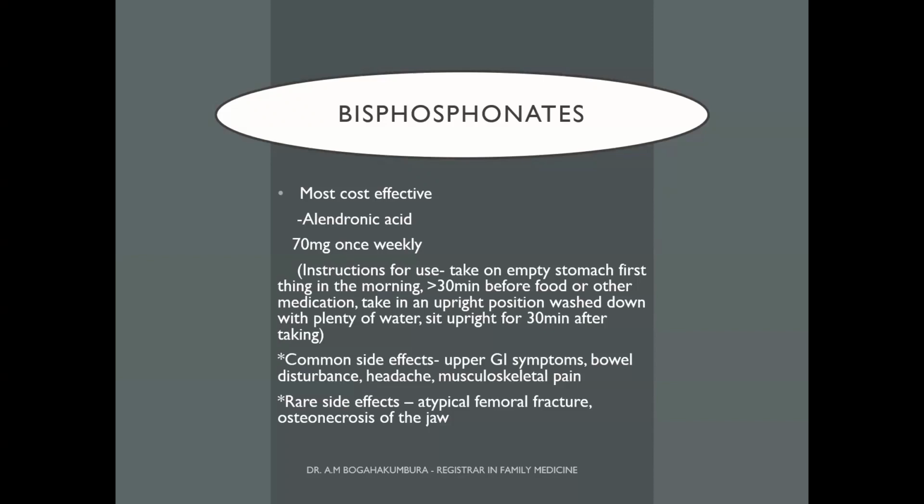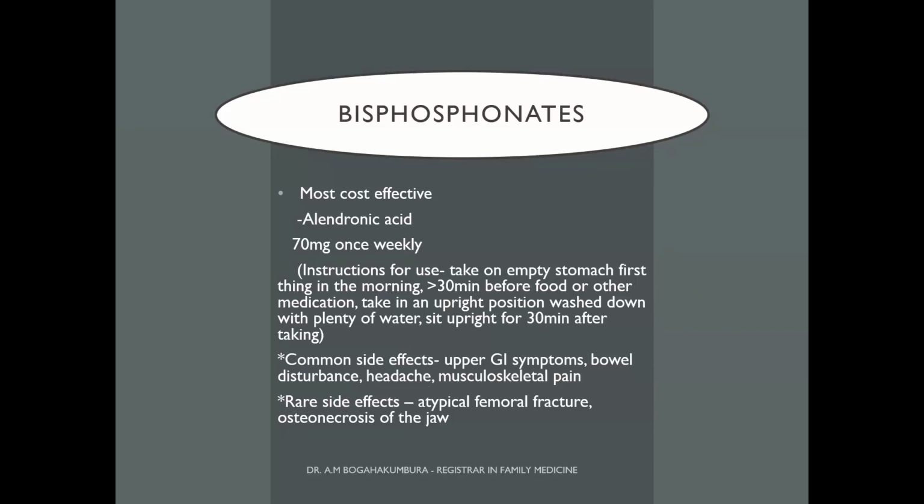And there are some rare side effects. Although they are rare, they are very serious side effects. They are atypical femoral fracture and osteonecrosis of the jaw. So we have to safety net the patient about the symptoms of atypical femoral fractures, like atypical thigh or groin pain, and any atypical jaw or dental pain. We have to ask the patient to come immediately to the hospital.